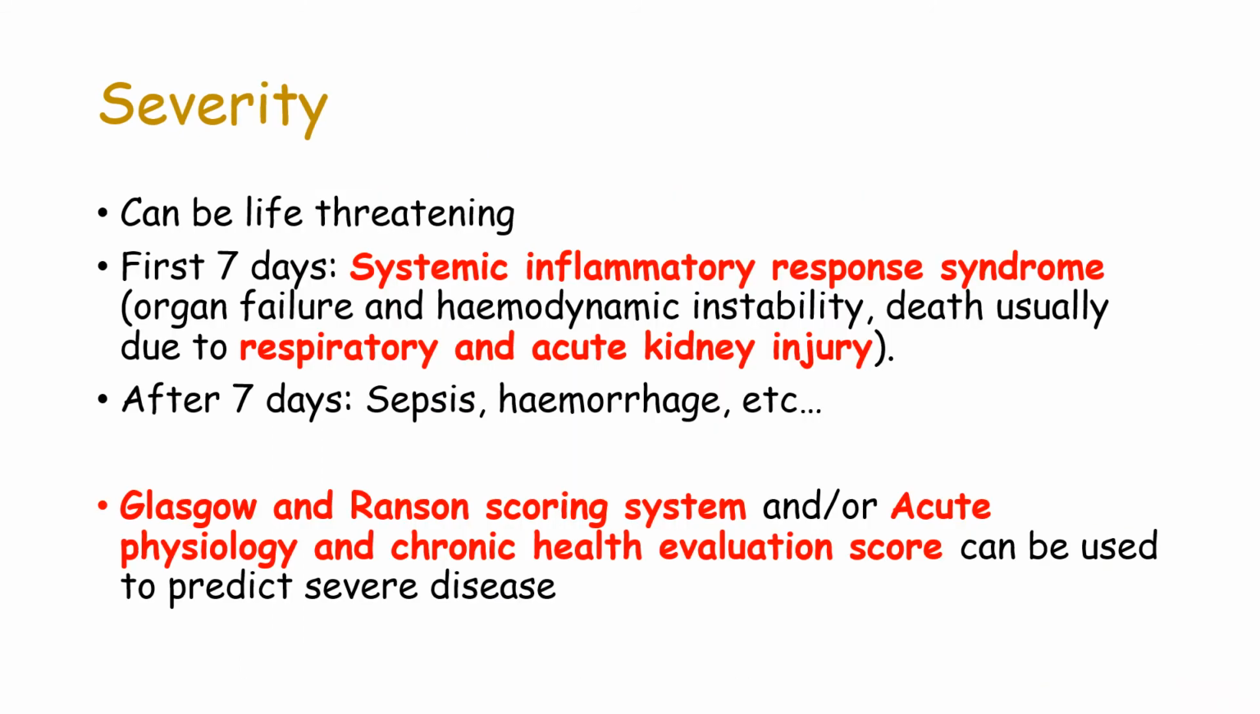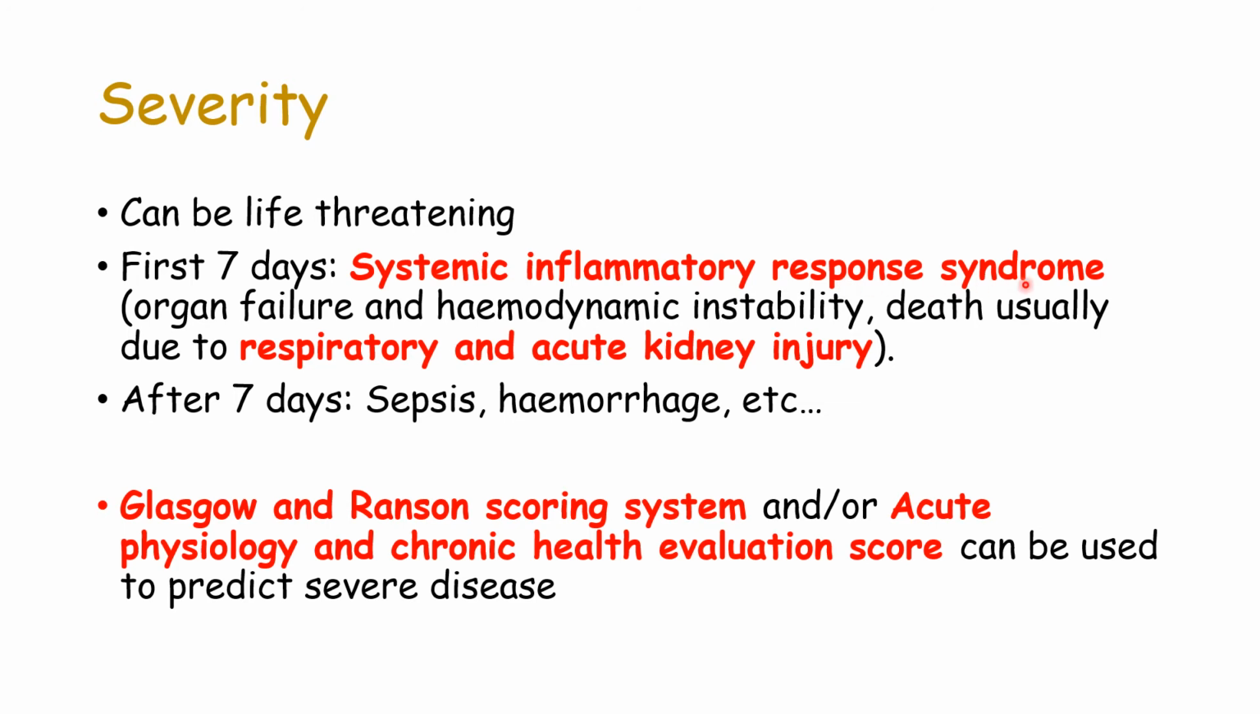Sorry, I had to remove my camera for this slide just so you can read the very end here. But just a quick note on the severity of pancreatitis. It can be life-threatening. Most cases are not, but it can be. And within the first 7 days, what you should really be watching out for in someone with acute pancreatitis is systemic inflammatory response syndrome. This is characterized by temperature either above 38.3 or under 36, heart rate above 90, respiratory rate above 20, and white blood cell count above 12,000.